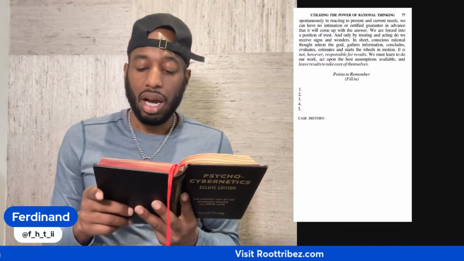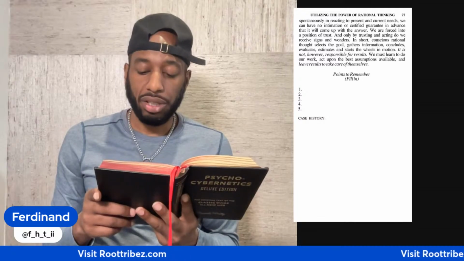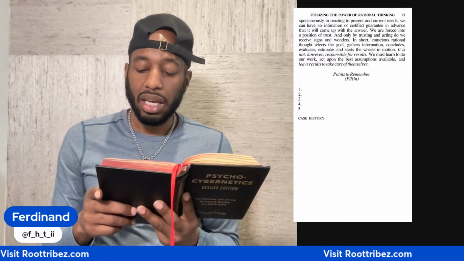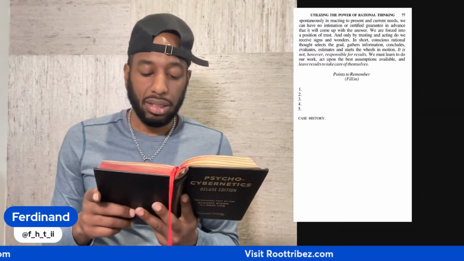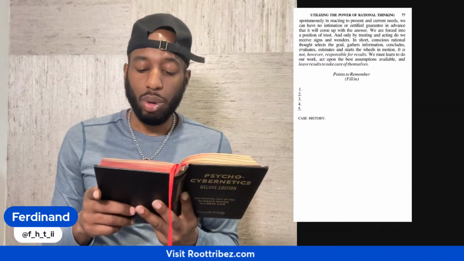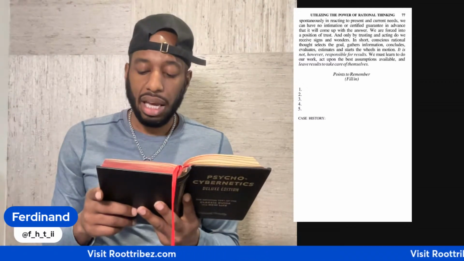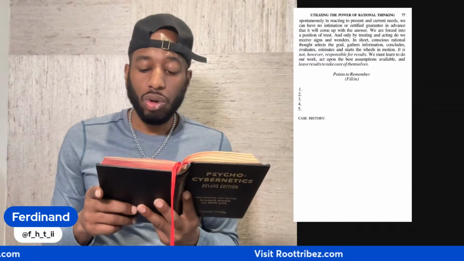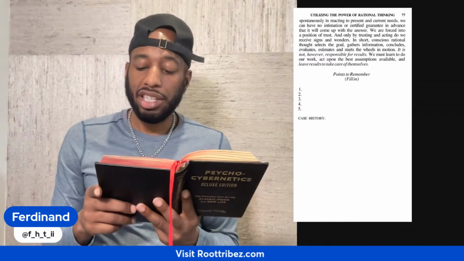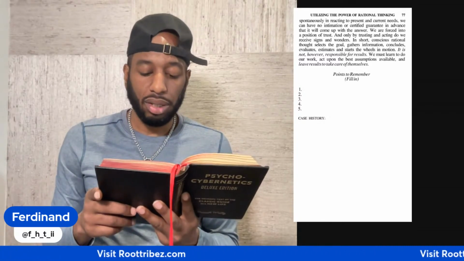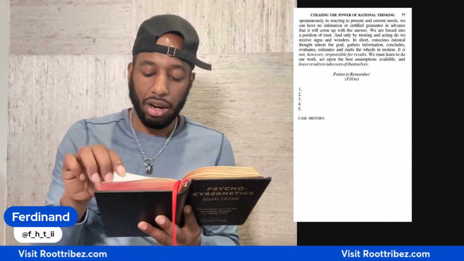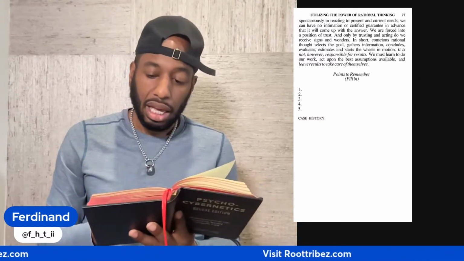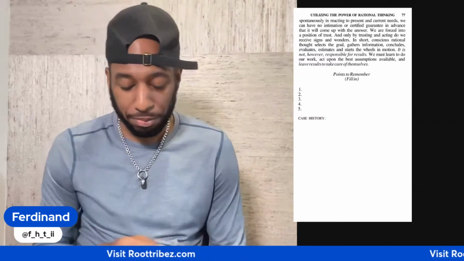In short, conscious rational thought selects the goal, gathers information, concludes, evaluates, estimates, and starts the wheel in motion. It is not, however, responsible for results. We must learn to do our work, act upon the best assumptions available, and leave results to take care of themselves. And that concludes chapter 5 of Psycho Cybernetics.